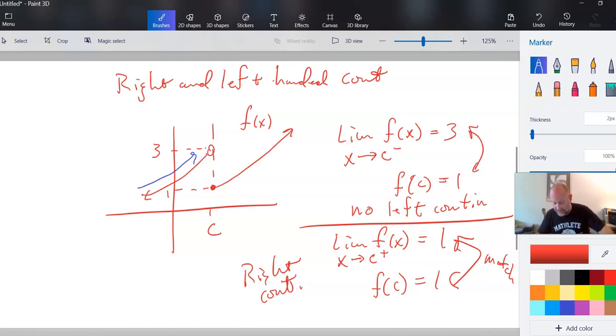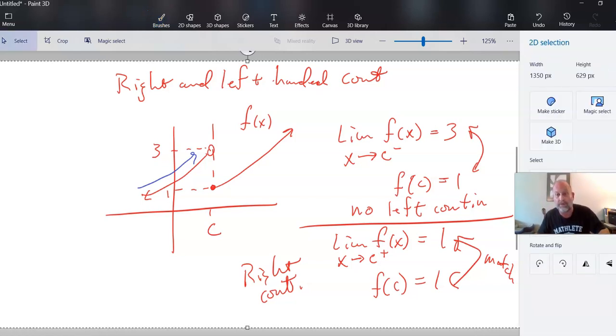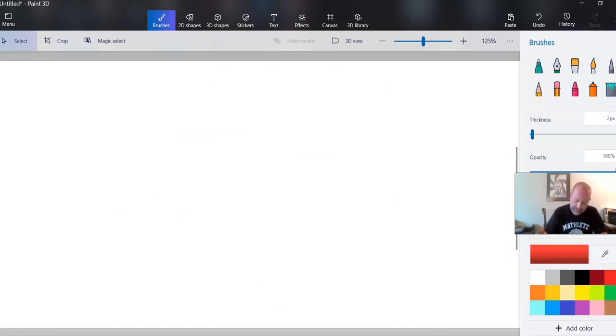Now, the other thing that I want to talk about is the intermediate value theorem.